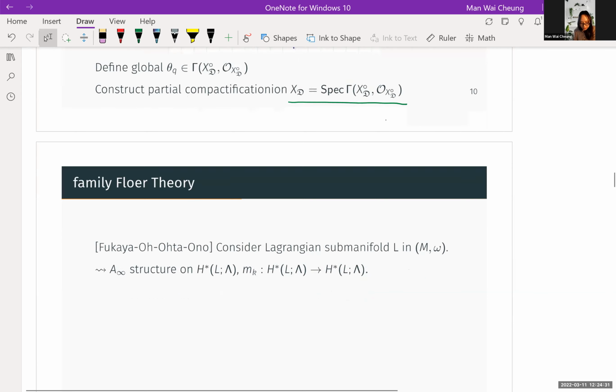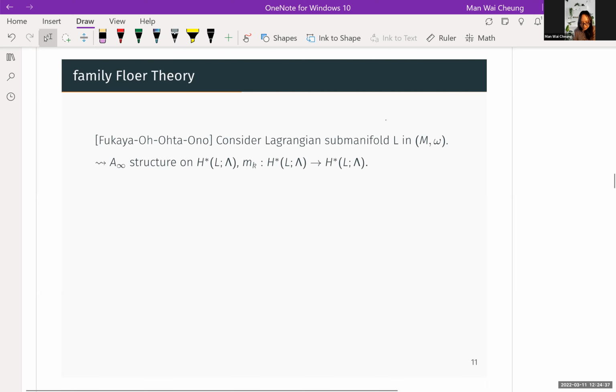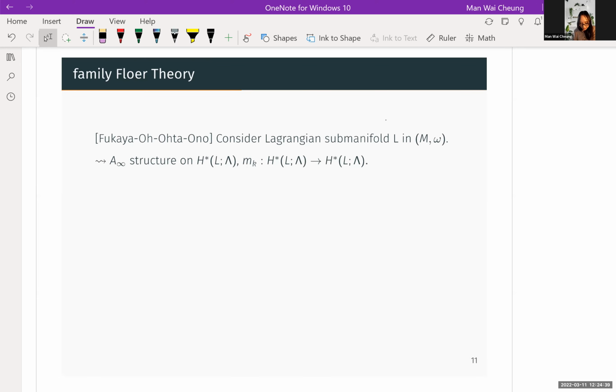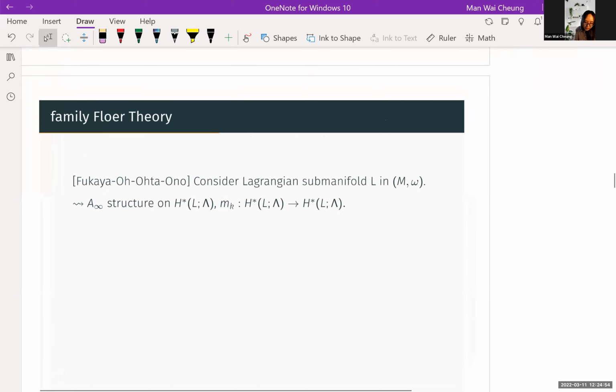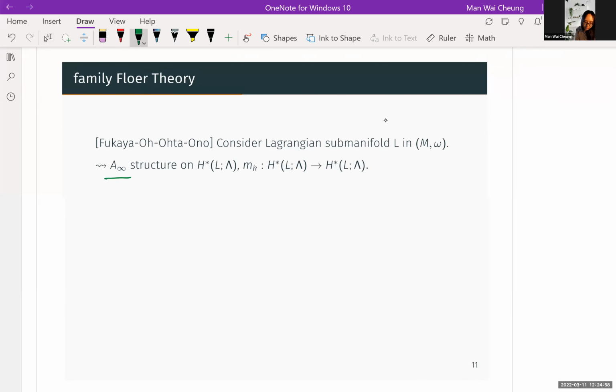So as the title suggests, we will talk roughly about family Floer theory, which I guess the audience might know better than me. This is with Fukaya-Oh-Ohta-Ono's work, which starts with a symplectic manifold, and then we consider a Lagrangian submanifold of it, and then FOOO tells us that we can define the A infinity structure on the cohomology ring.